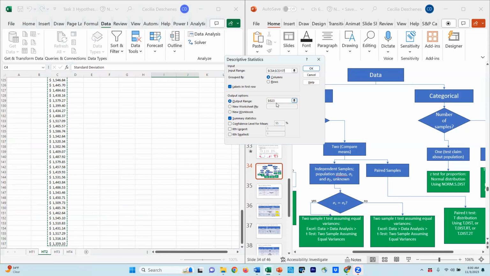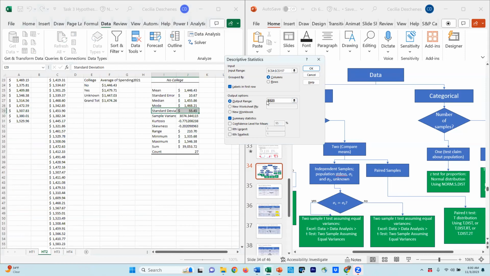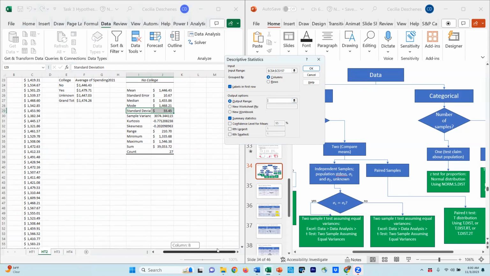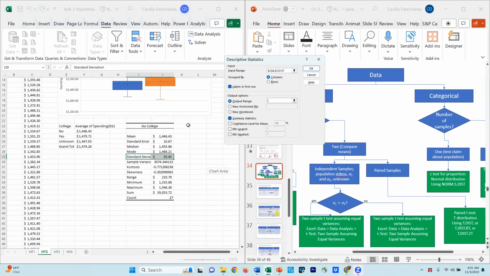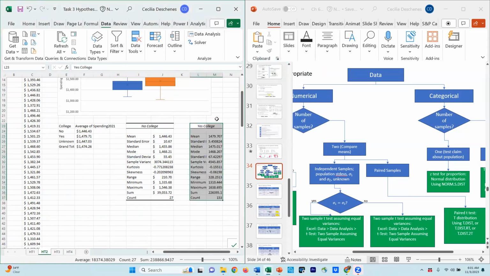And then my output range needs to change. I'm going to put that just right next to it, right here, I guess. All right. And then make this one a little bit bigger as well.